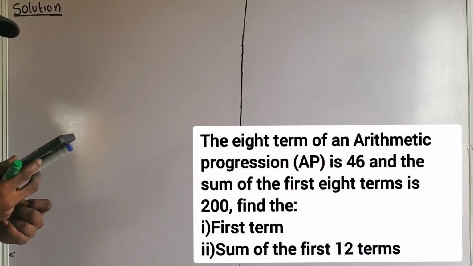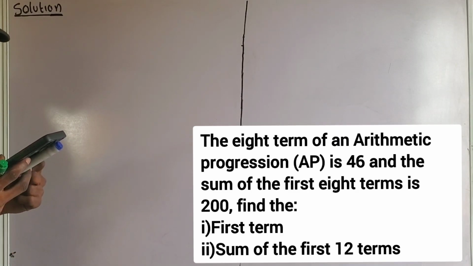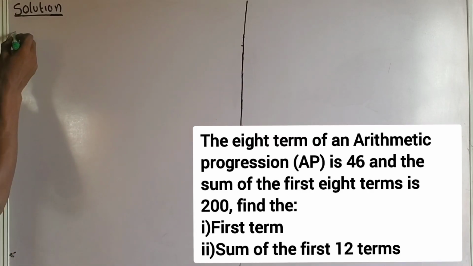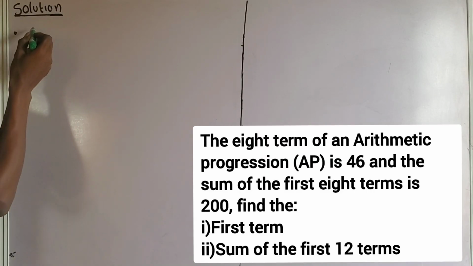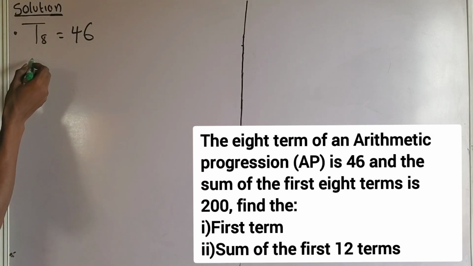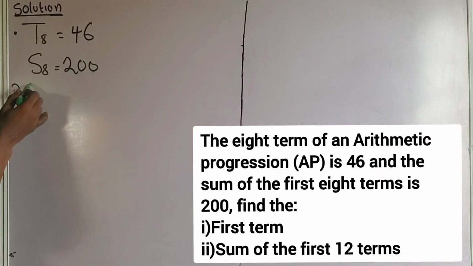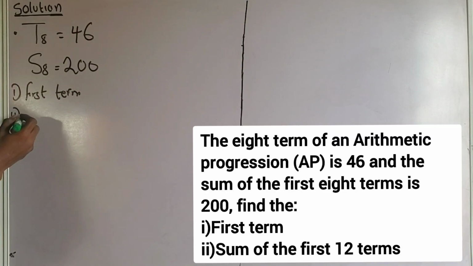The 8th term of an arithmetic progression is 46, and the sum of the first 8 terms is 200. Find the first term and the sum of the first 12 terms. Okay, we are given that the eighth term of an arithmetic progression is 46, and the sum of the first eight terms is 200. We are looking for the first term, and we are also asked to find the sum of the first 12 terms.